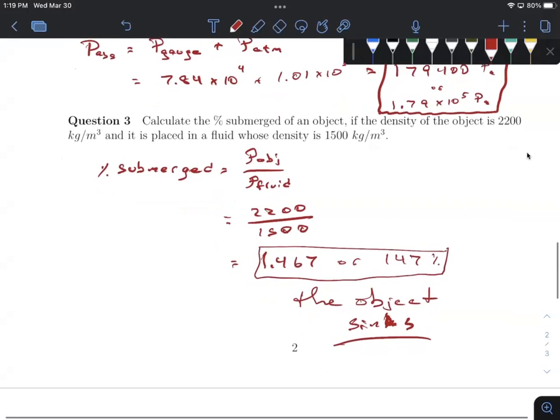So that's number 3, another percent submerged. In this case, it just happens to be that the object is a sinking object rather than a floating object. And that's why we get a weird percentage.